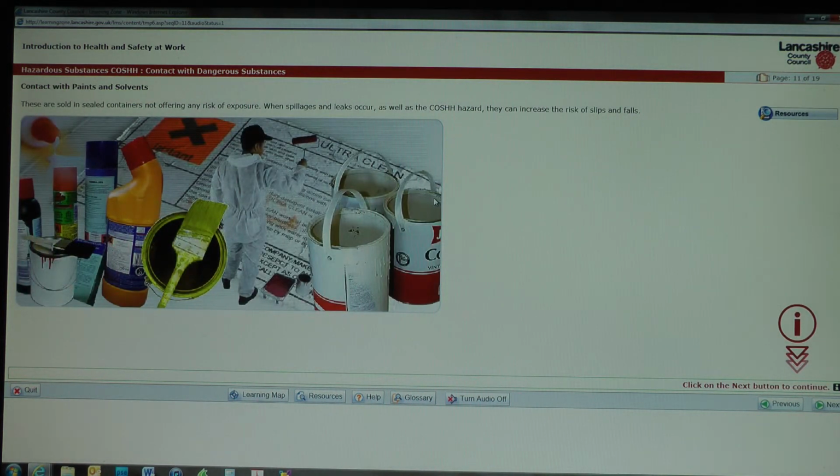...and solvents are sold in sealed containers, therefore not presenting any risk of exposure. However, spillages and leaks can occur, which, as well as the COSH hazard, can increase the risk of slips and falls.